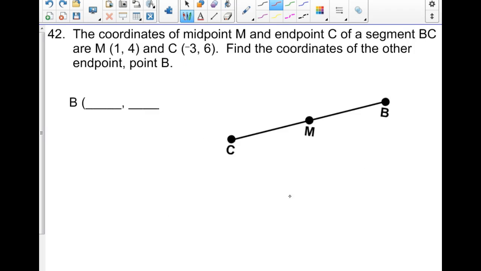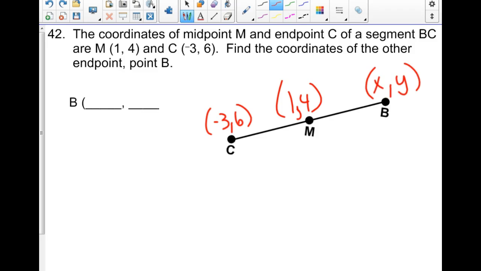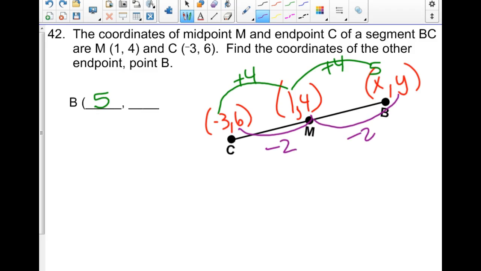Find the coordinates of the midpoint and the endpoint of the segment. Okay, midpoint is 1, 4. C is at negative 3, 6. What are the coordinates of the other endpoint? x, y. Well, I taught the students to go from x to x, so negative 3 to 1 is up 4. Go up 4 again, so I add 1 plus 4 to get 5. From 6 to 4 is going down 2, so go down 2 from 4 and get 2. 4 minus 2 is 2.